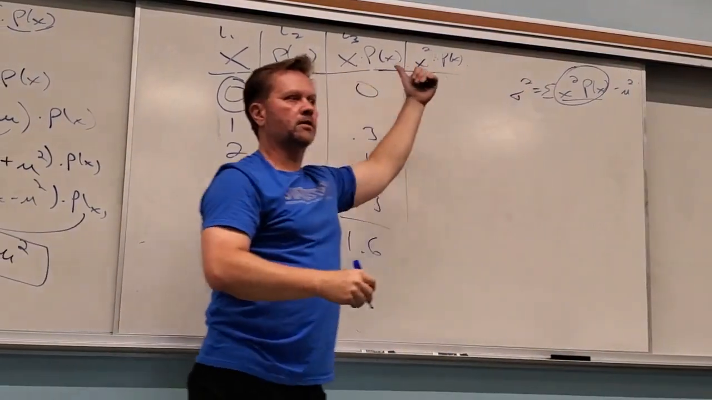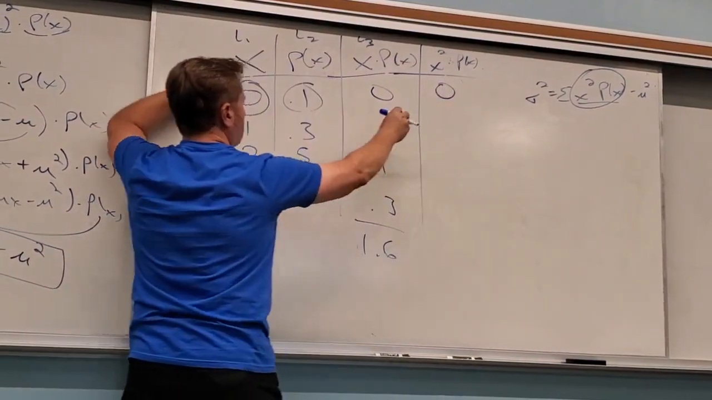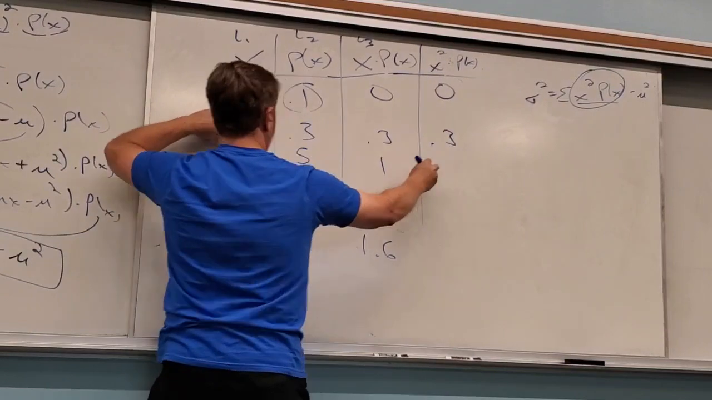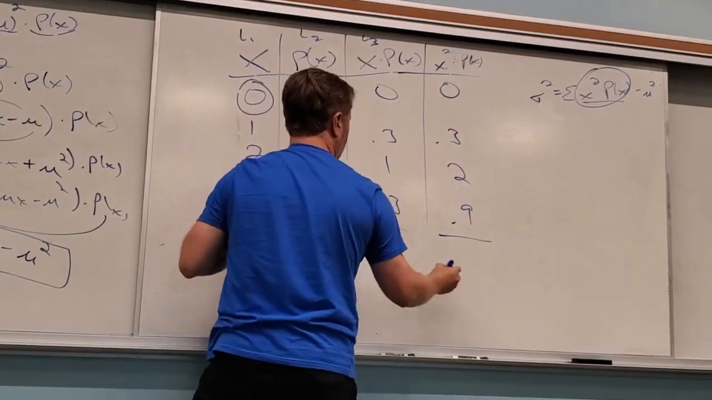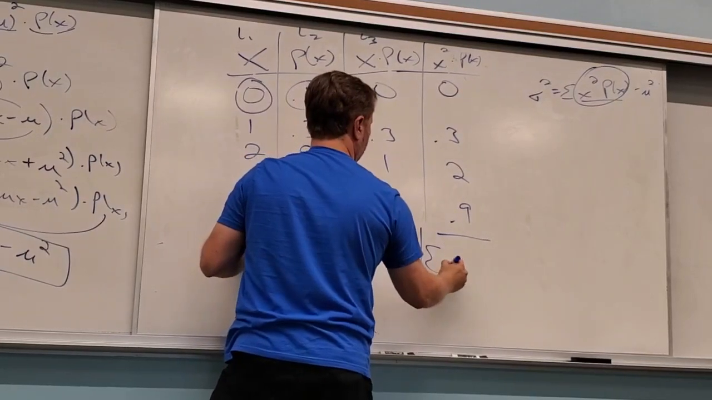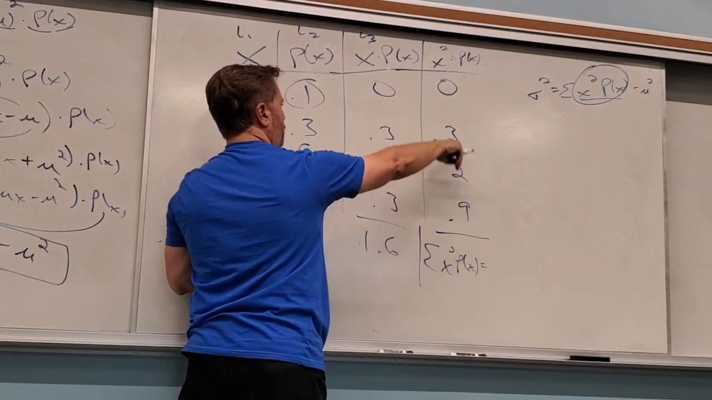All right, let me go make a bunch of those. So I can do this: 0 times 0, 1 times 0.3, 2 times 1, 3 times 0.3. If I add those up, I get the sum of x squared p of x. What's this? Let's see. 3.2.